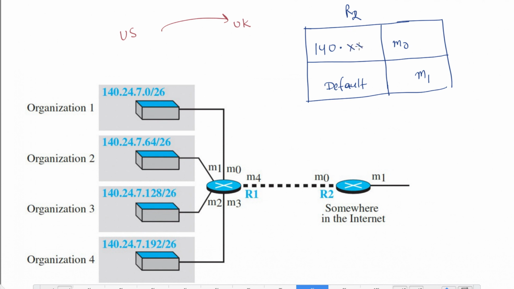So that sort of thing I want to have for R2. For that, I can just merge these four networks into one network. Let me merge these networks. One of the networks is 140.24.7.0/26. Another network is 140.24.7.64/26, and then 140.24.7.128/26, and then 140.24.7.192/26. These are the four networks that I want to merge.